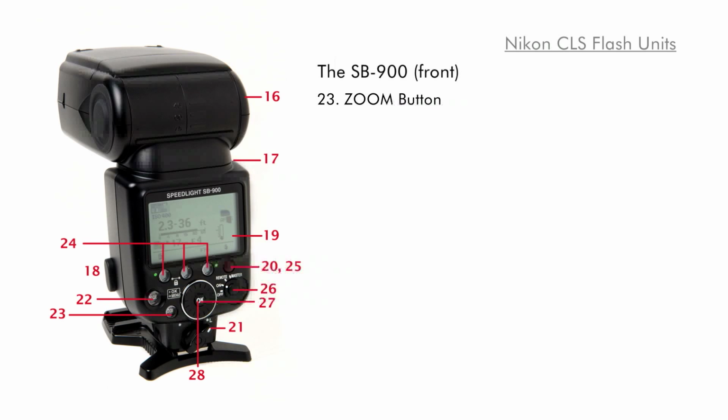The main difference in design between the SB910 and the SB900 is that the button nearest to the selector dial is a zoom button instead of a menu button on the SB900. It lets you adjust the flash zoom position. You access the menu by holding the OK button down for 1 second.